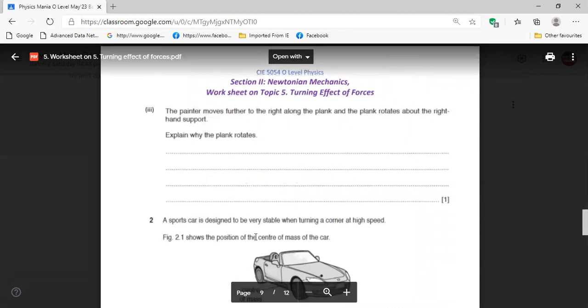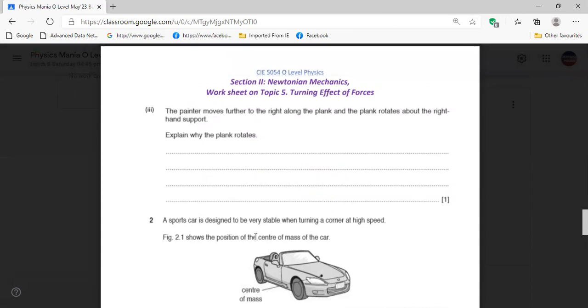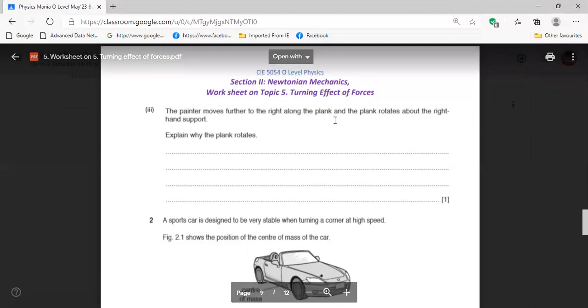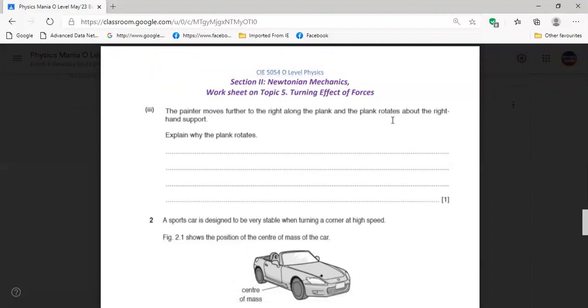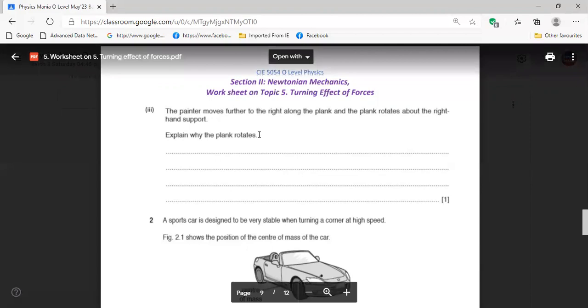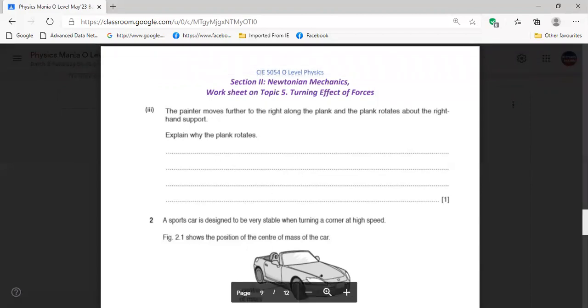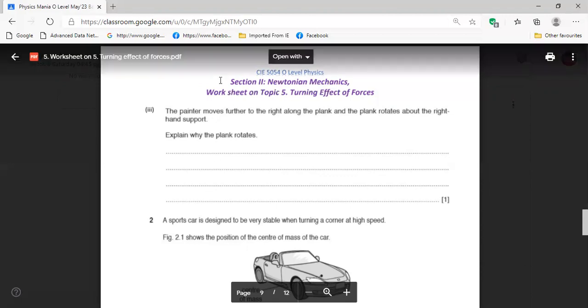Then this part, please read. The meter moves further to the right along the plank and the plank rotates about the right hand support. Explain why the plank rotates. So your clockwise moment is greater, right? Write that: your clockwise moment is greater than the anticlockwise moment.